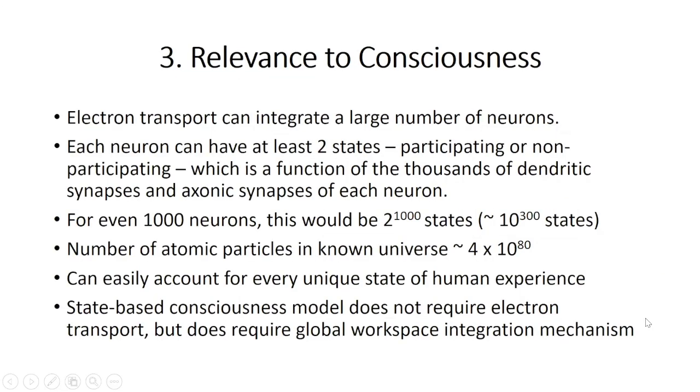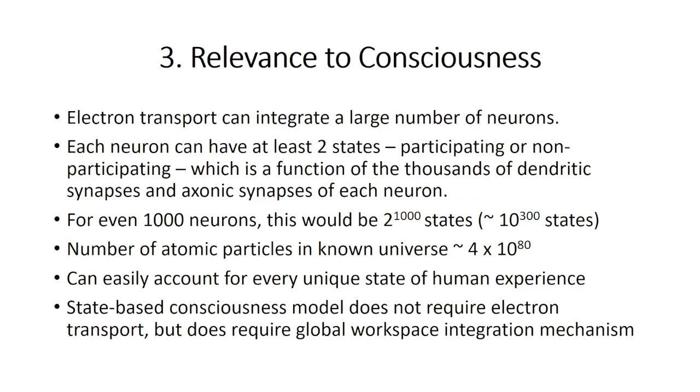How is this applicable to consciousness? This electron transport mechanism allows a large number of neurons to share a common state, because the electron wave function is a three-dimensional probability wave of where an electron could localize. It exists at all locations until the electron localizes. It is an integration mechanism that can integrate thousands of individual neurons using electron wave functions that overlap for a large number of electrons. The state of each neuron is determined by thousands of dendritic inputs to the neuron and almost a million axonic outputs.